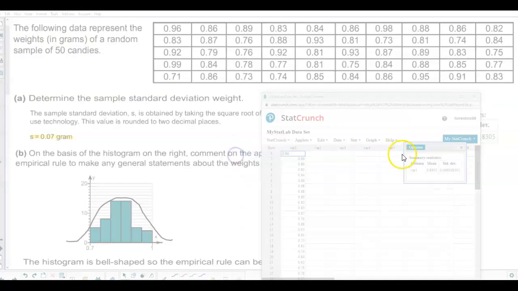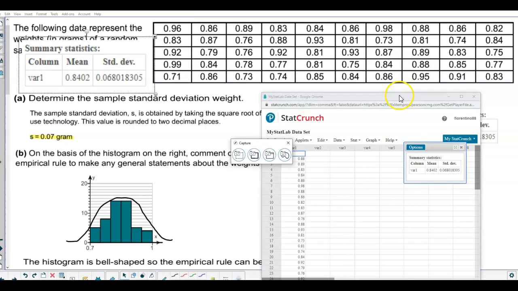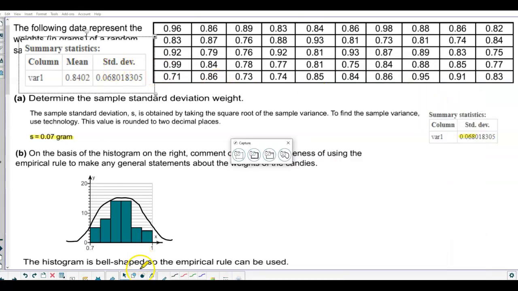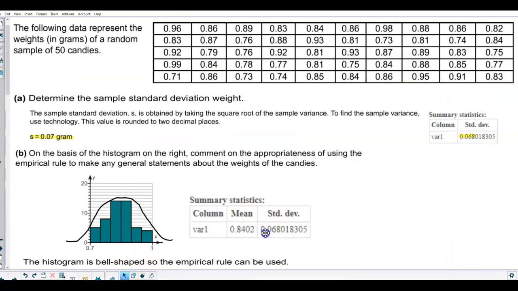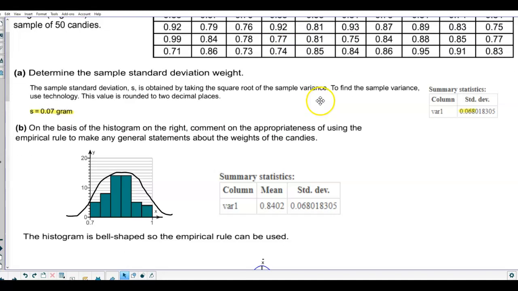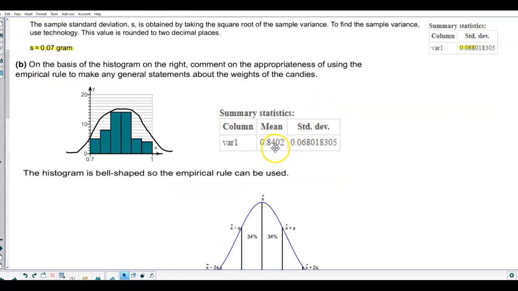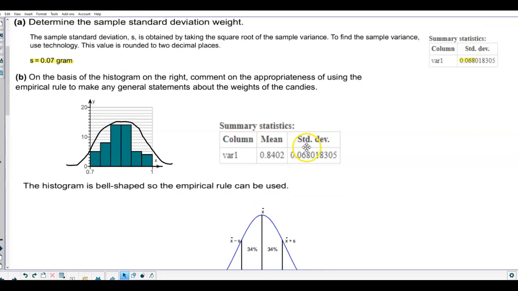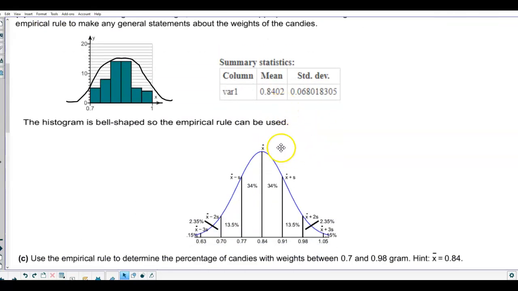Okay, so let's copy that data from here. StatCrunch allows us to find the mean for a large set of data a lot quicker than doing this by hand. So since we know the mean is 0.84 and the standard deviation is 0.07, we're going to use the empirical rule. The mean down here, if you notice, is 0.84.